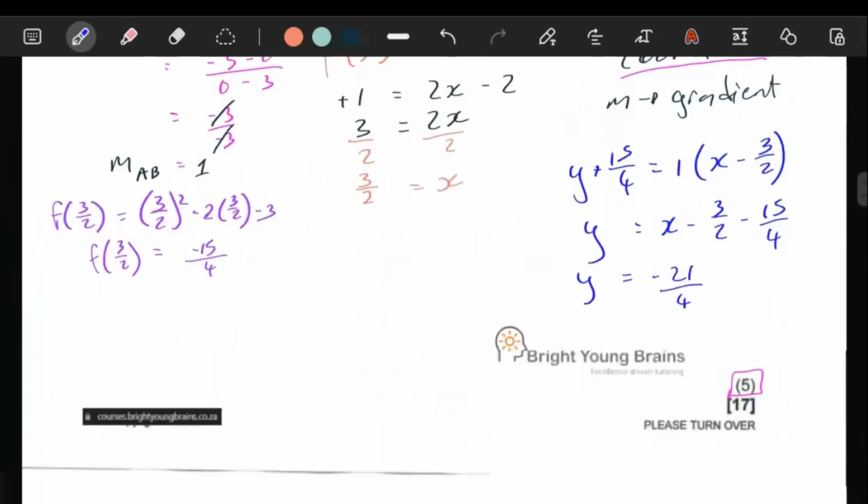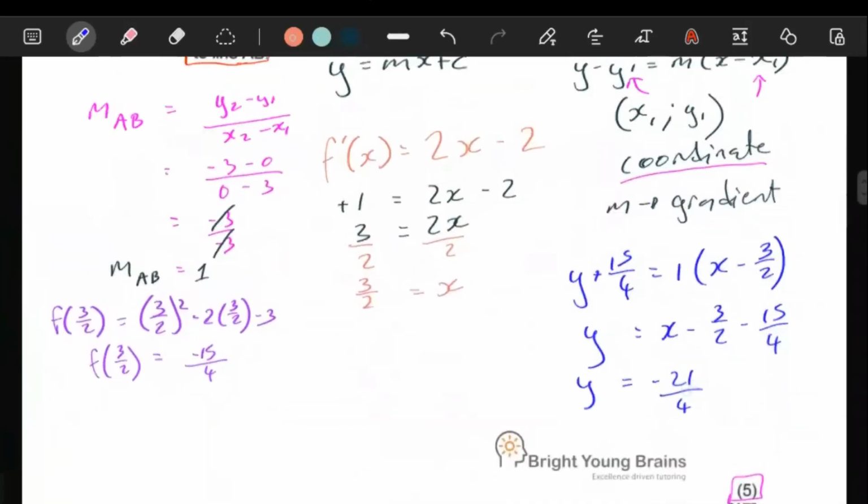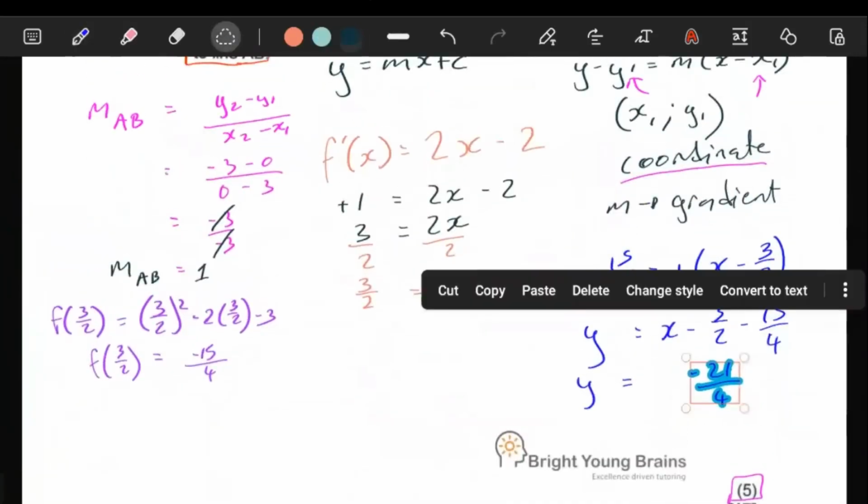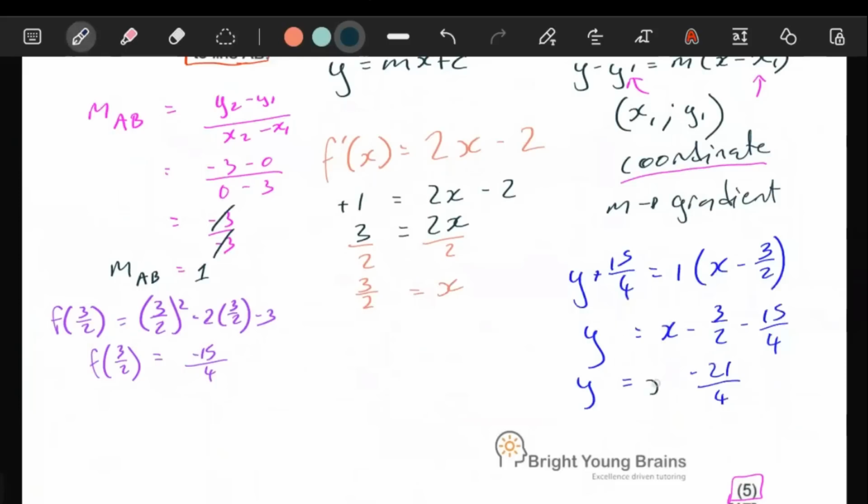With that all being said, wait, what has happened here? Bro, come on. This is the y-intercept, yes, but the equation has the x here. You see?